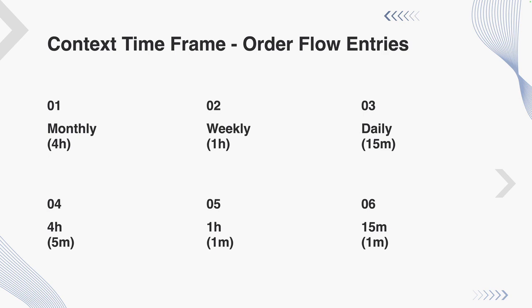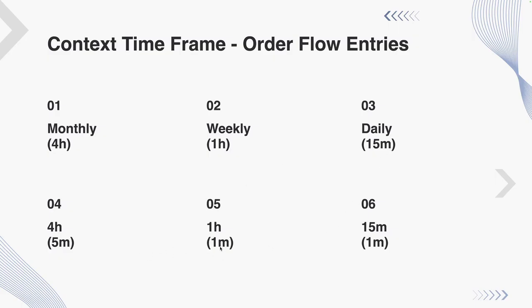If that boundary is a monthly PD array that you are looking at, you would want to go into the 4-hour time frame to look for an order flow entry. If it's a weekly PD array, you would want to go into the 1 hour for your order flow entry. So every single one of these time frames that's in brackets, that's the entry time frame, where the top one is the context time frame. So if it's a daily context, we're going to the 15 minute.